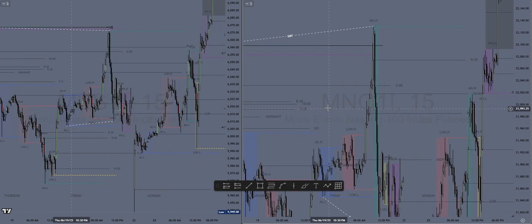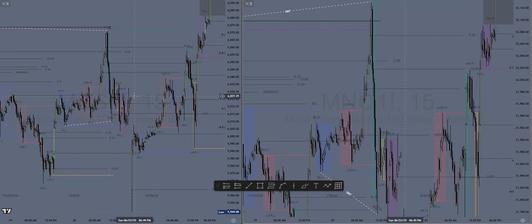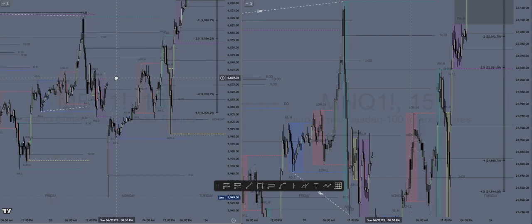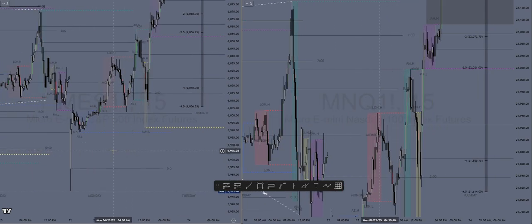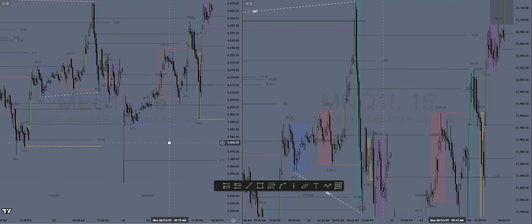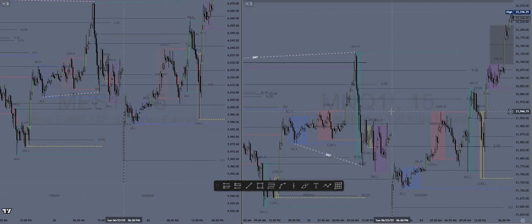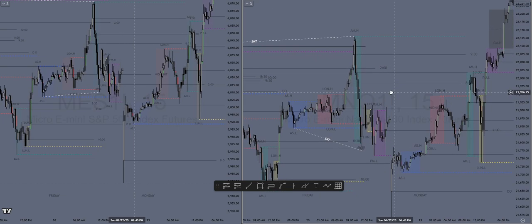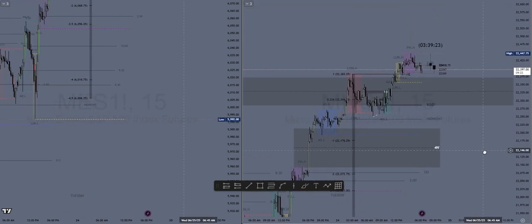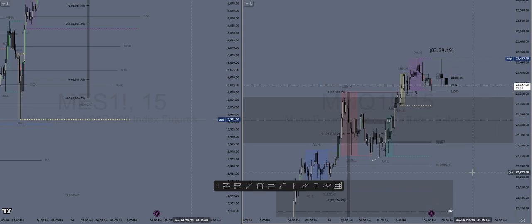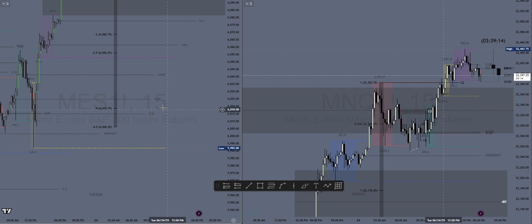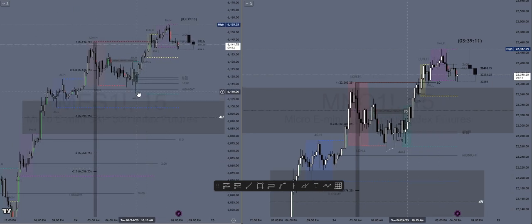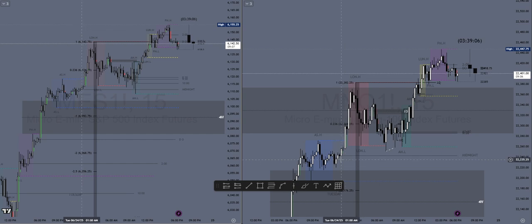Let's see. I use midnight open and daily open and 8:30 open as target points on where the market usually ends up tapping into. So for just a quick example, you can see that NQ failed to tap into midnight's open as ES already tapped into it.